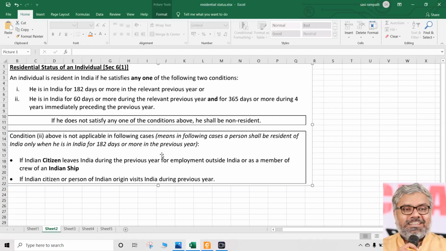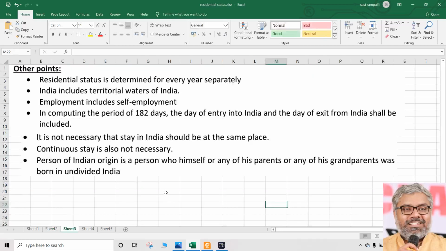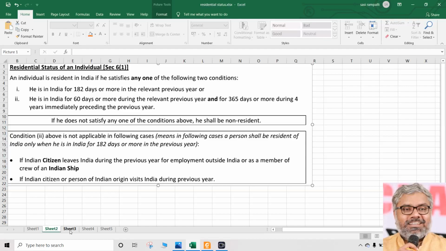So, in the first case, the SSC is leaving India. In the second case, the SSC is visiting India. In the first case, the SSC is going out of India. In the second case, the SSC is coming into India. That difference is there. The first case is applicable only to Indian citizens. The second case is applicable to both Indian citizens and persons of Indian origin. Of course, we should still look at the meaning of person of Indian origin. We will come to that also now.